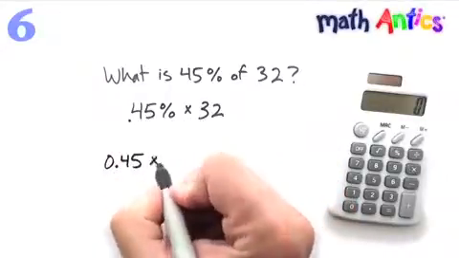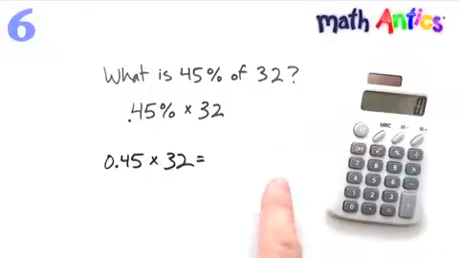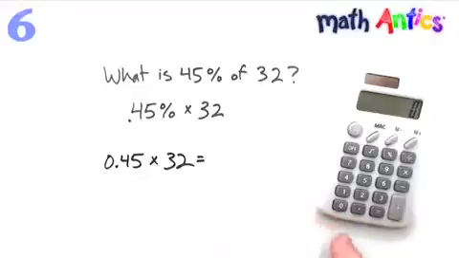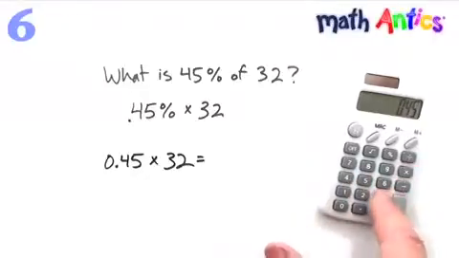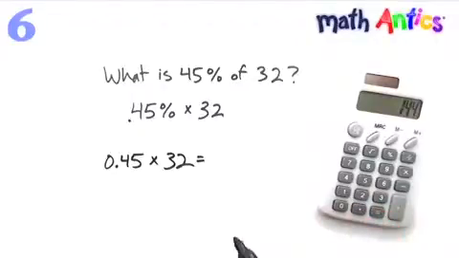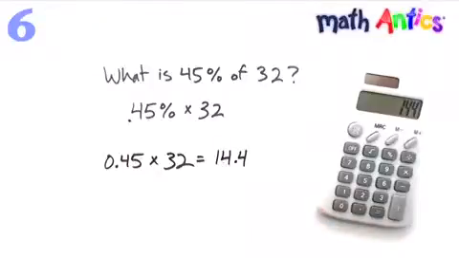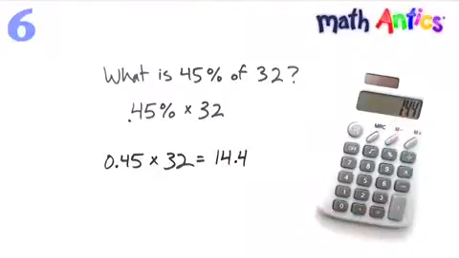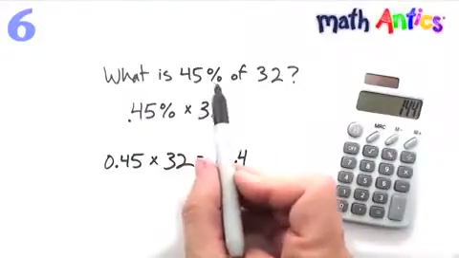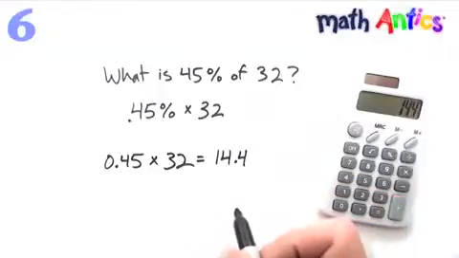So we'll write it as 0.45 times 32 equals, and now we can use the calculator. Let's put that in there. 0.45 times 32 equals 14.4. And you have to be very careful that you don't miss the decimal point on a calculator. Sometimes it can be hard to see. So 45% of 32 equals 14.4.